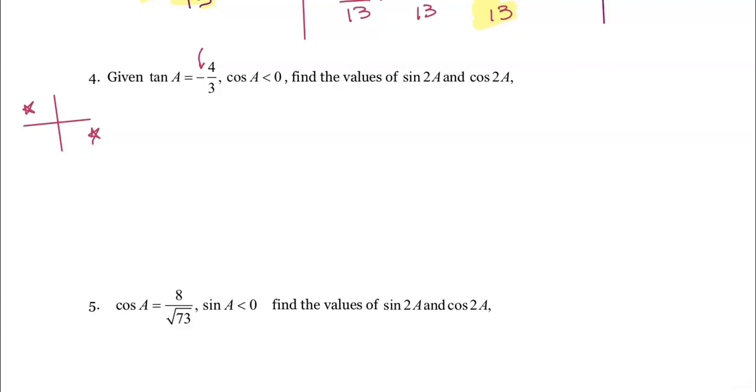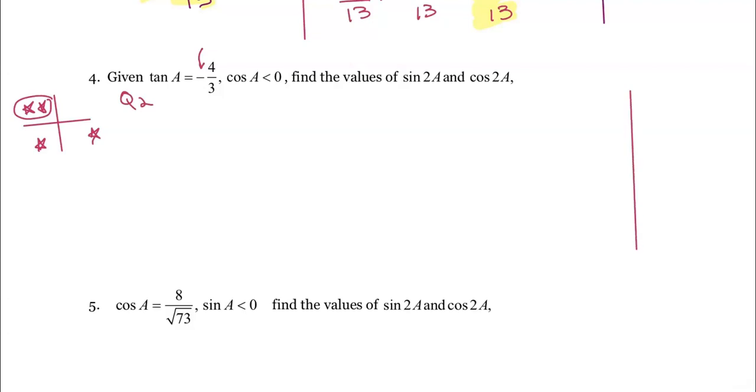Then they tell me that cosine of A is less than 0. That means cosine of A is negative. Well, cosine of A is negative here and here. And so which quadrant wins? The one with the 2 stars. So this is in quadrant 2. And that's how I figured it out.